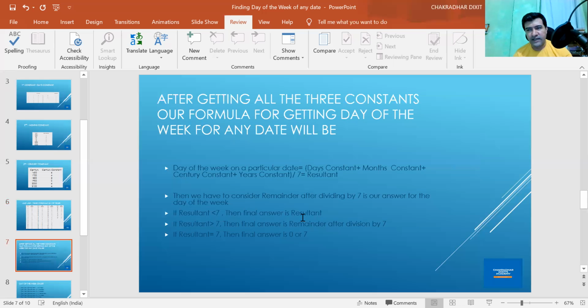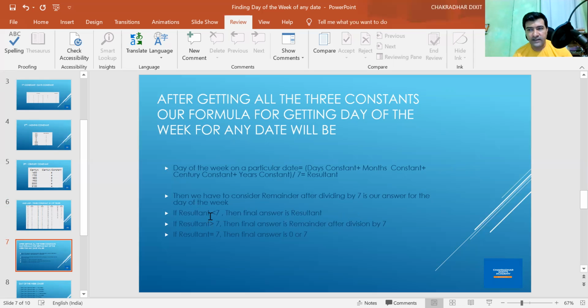Suppose after adding everything, you got 28 as your resultant. So divide that resultant by 7, and if there's a remainder. If you divide 28 by 7, we'll get 0. So there's no remainder. So 0 represents Saturday. How it represents Saturday, that I'll tell you.